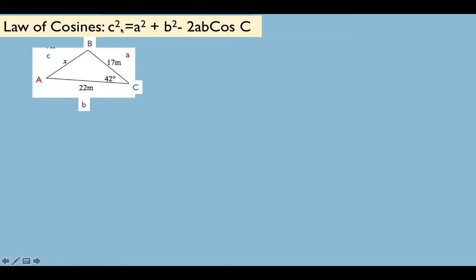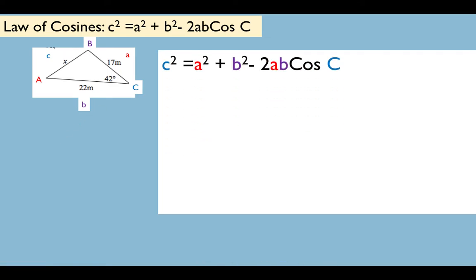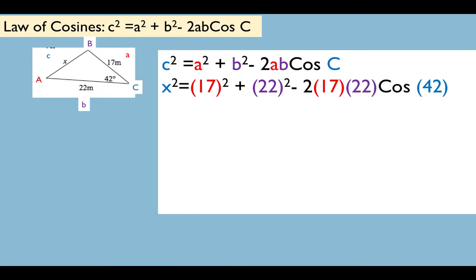Let's plug in what we have into the equation. I color coded the equation so that you could see where I'm plugging everything in. So c became x because that's what I'm looking for. My a was 17, and I have to square it according to the equation. b is 22, and again, I have to square it. Minus 2 times a times b, times cosine of the angle, which was 42 degrees.